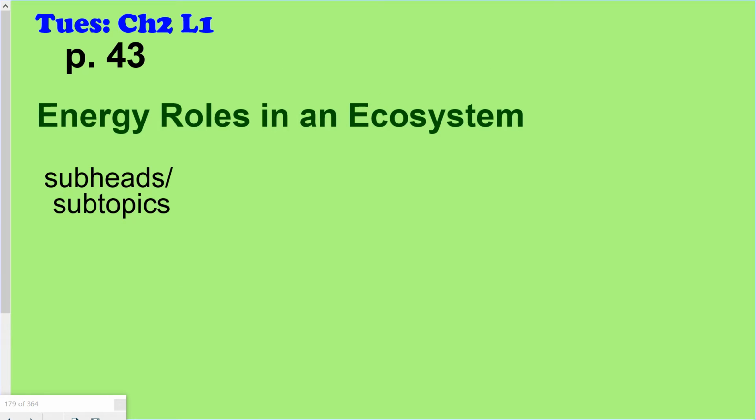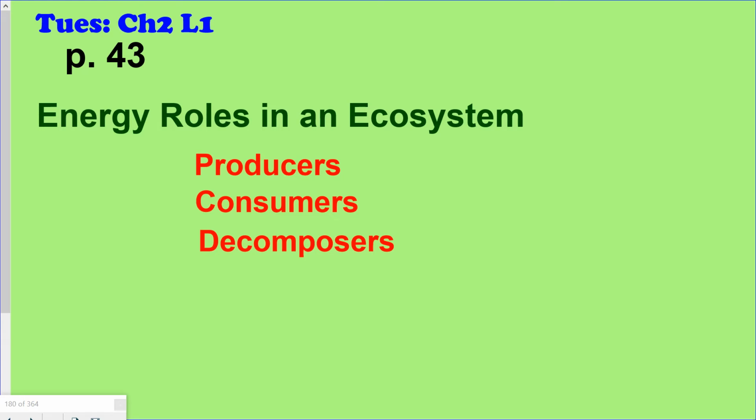So when we start looking at pages 43, 44, and 45, we're going to see three different subheads or subtopics. They're kind of like a burnt orange color, like a reddish orange. But they tell us that we have three main roles that we're going to be looking at. We have producers, consumers, and decomposers. So the way I have my lessons planned out, the first day we're going to talk about producers, hopefully get through consumers and decomposers on the second day. And that's where I'll end this particular video, and then we'll do the rest of Chapter 2, Lesson 1 on a second video.